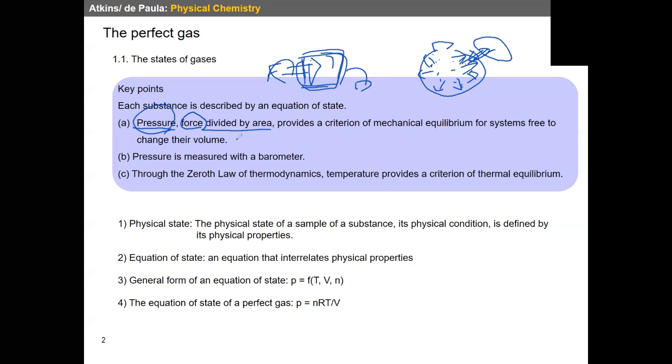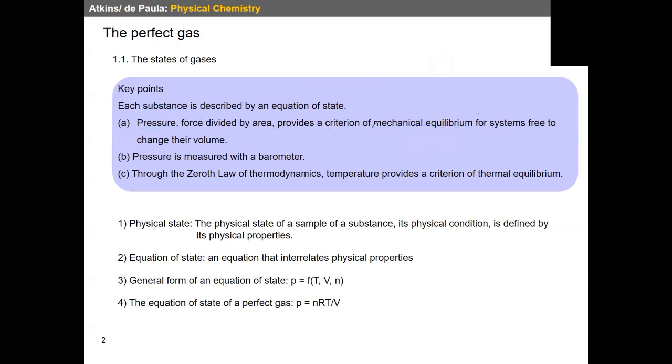This pressure is important because it provides a criterion of mechanical equilibrium for systems free to change their volumes. To understand this sentence, we have to understand mechanical equilibrium. So what is mechanical equilibrium? The important thing here is the mechanical equilibrium. You have to remember that pressure means force divided by area, and this is the criterion of mechanical equilibrium.